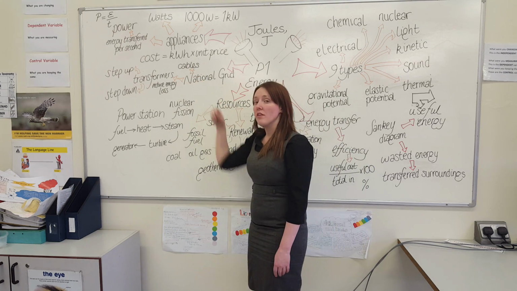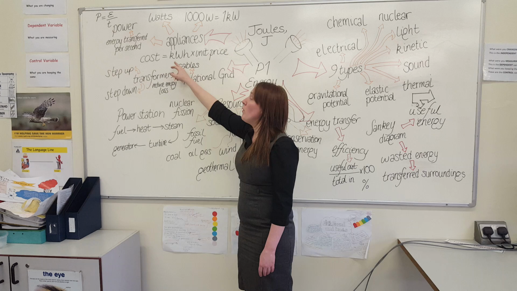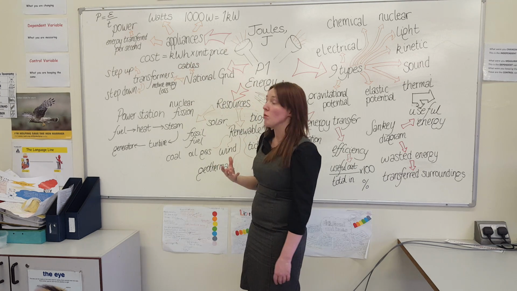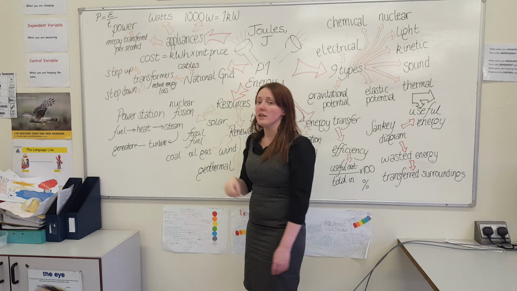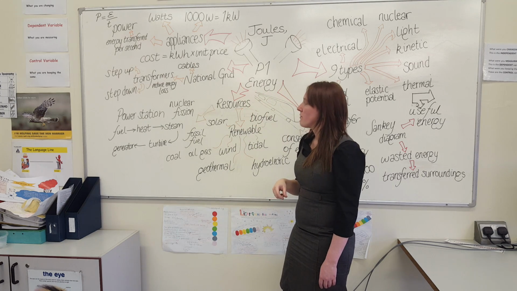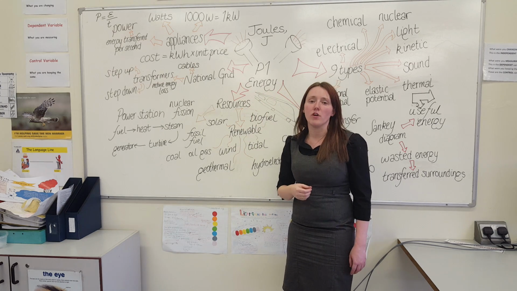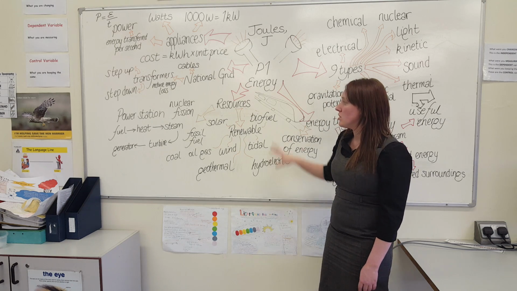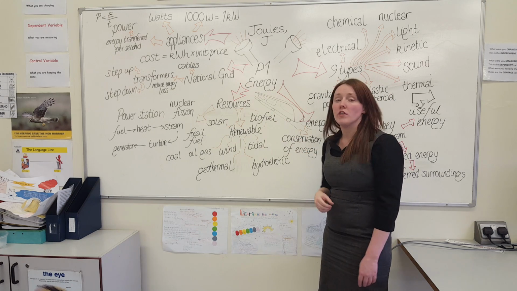To work out the cost of your electricity, we do the kilowatts times the hours it was turned on for, kilowatt hours, times by the unit price. But where do we get this energy from in the first place? Well, there's lots and lots of different energy resources, renewable and non-renewable.